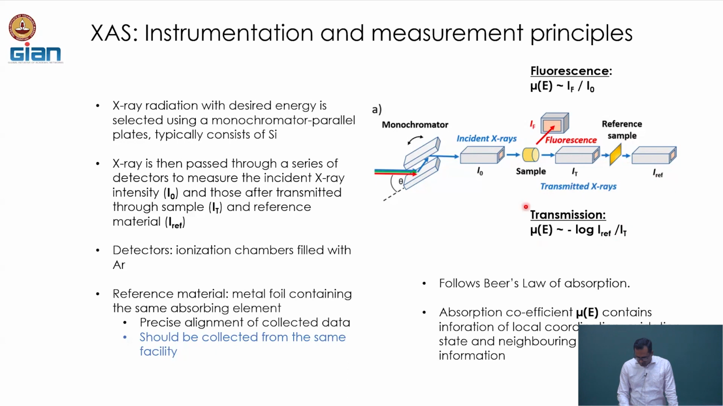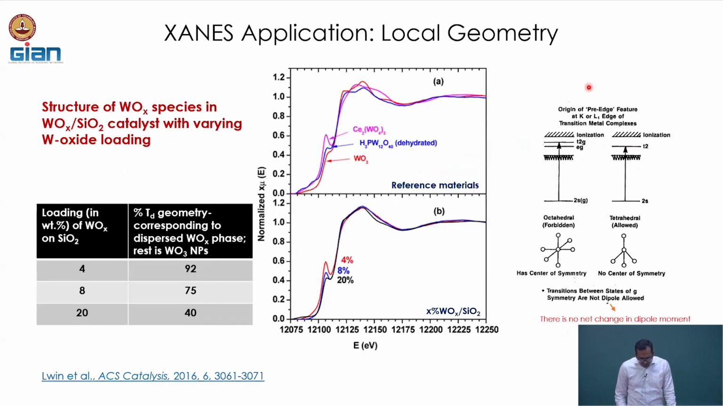And for the transmission, we look at this formula to calculate the mu E, which is the absorption coefficient. For the fluorescence, it is slightly different because here after the absorption there will be some emissions, and your mu E is nothing but your IF upon I0. IF is the intensity of the fluorescent light, I0 is the intensity of your incident beam. Okay. So, let us just look at some of the examples.